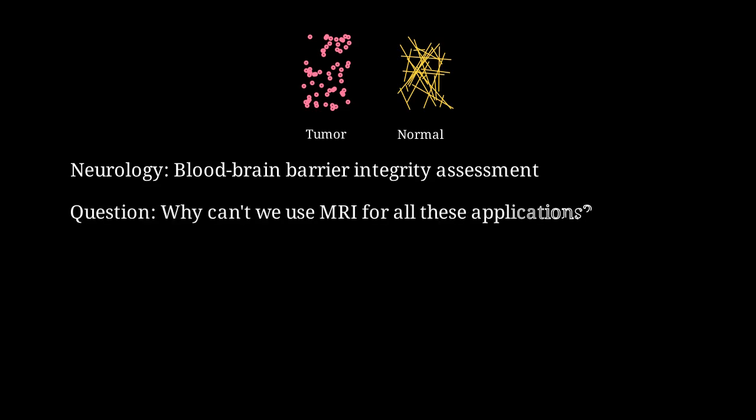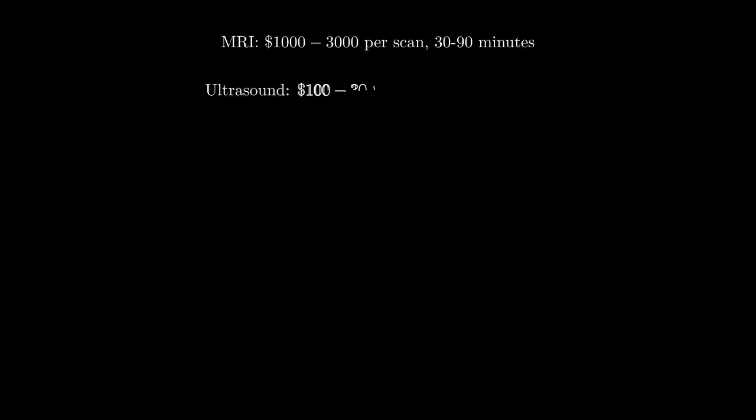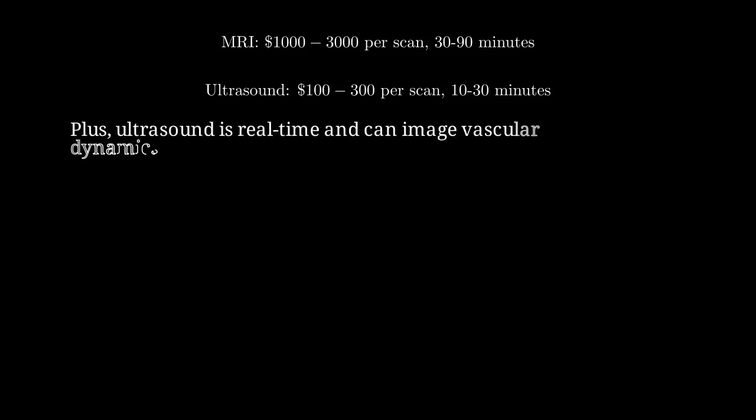You might ask, why not just use MRI for all these applications? Great question. The answer involves multiple factors. Ultrasound is far cheaper, faster, portable for bedside imaging, and provides superior temporal resolution for dynamic studies. MRI costs $1,000 to $3,000 per scan and takes 30 to 90 minutes. Contrast-enhanced ultrasound costs only $100 to $300 per scan and takes 10 to 30 minutes. Additionally, ultrasound provides real-time imaging at millisecond resolution, capturing rapid vascular dynamics impossible with MRI.